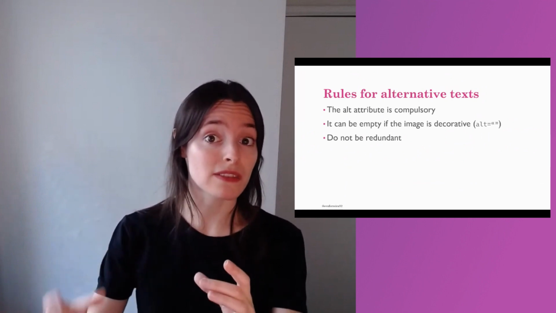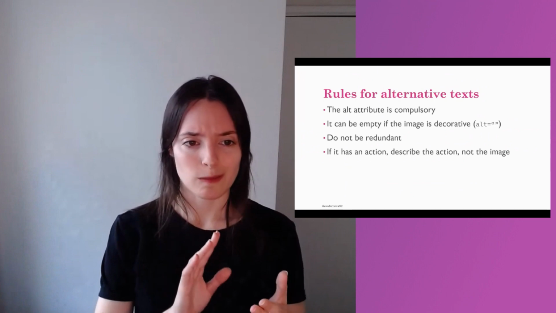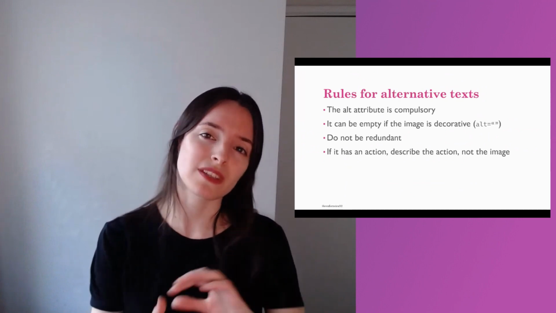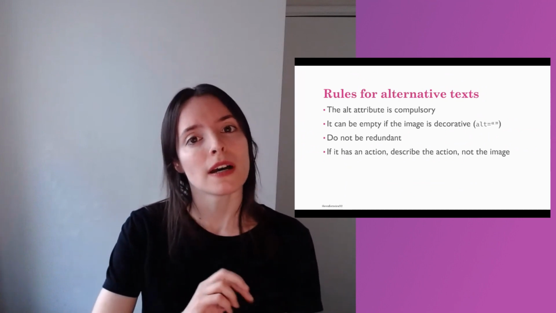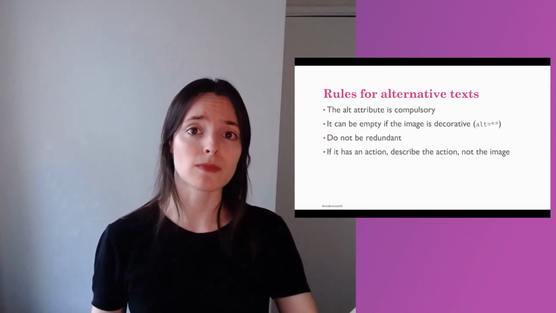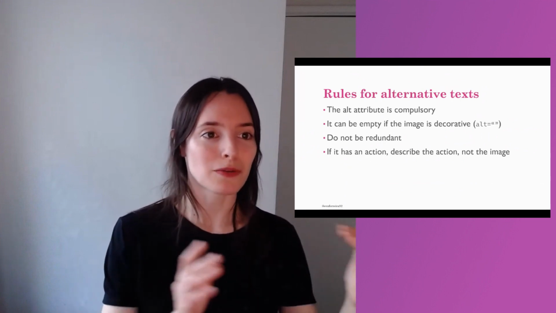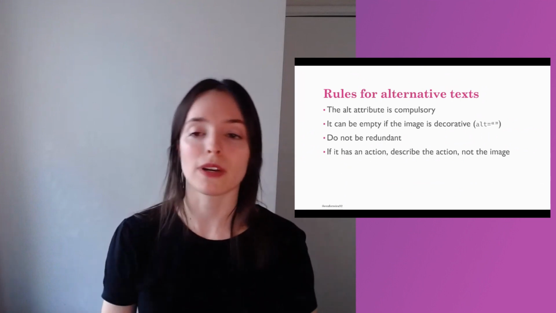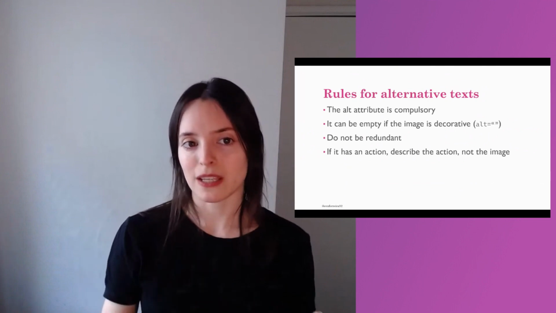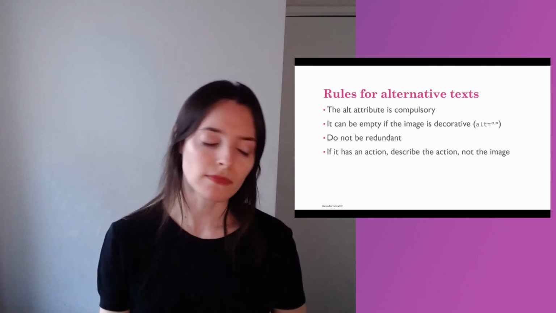So you can have an empty alt. And then something very important around images is that if it has an action, it's better to describe the action than the image. And that's very common with logos. Logos are usually the way to go to the homepage. So you shouldn't say "logo." You should say "go to homepage." And that's much better. So alternative texts are usually more about meaning than they are about descriptions.